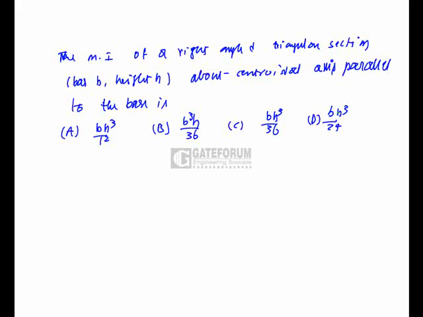Option A is correct. Question is, the moment of inertia of a right angled triangular section of base b and height h about the centroidal axis parallel to the base is bh cube by 36. Option C is correct. It is a direct question.